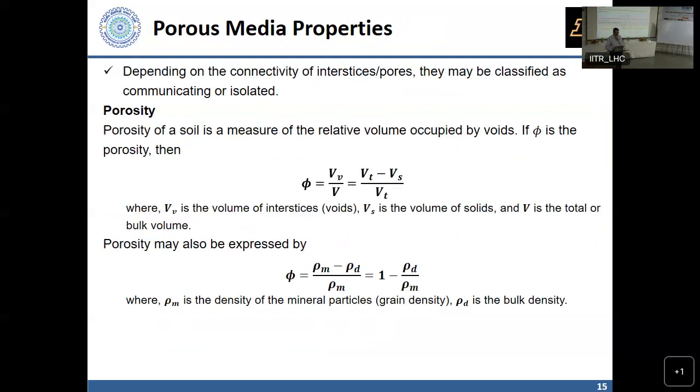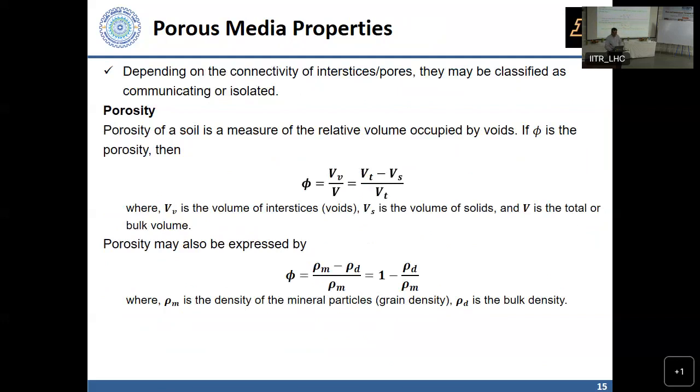And porosity therefore indicates the fraction of this bulk volume that is occupied by voids. As the definition goes, if you use the symbol phi for porosity, it's the volume of voids divided by total bulk volume. And this V sub T is the total volume minus the volume of solids, that is, the space occupied by solid soil particles. So this ratio is porosity.